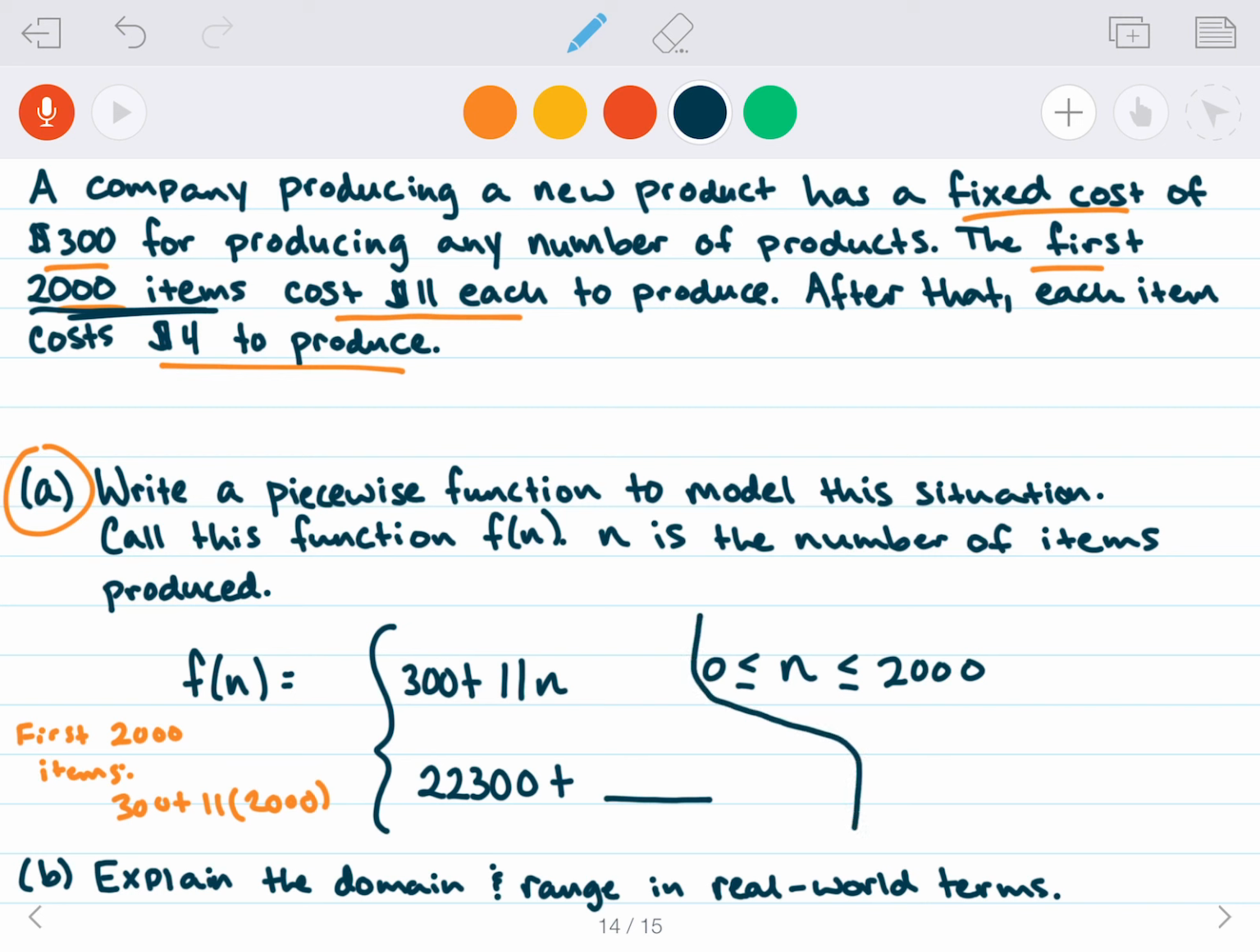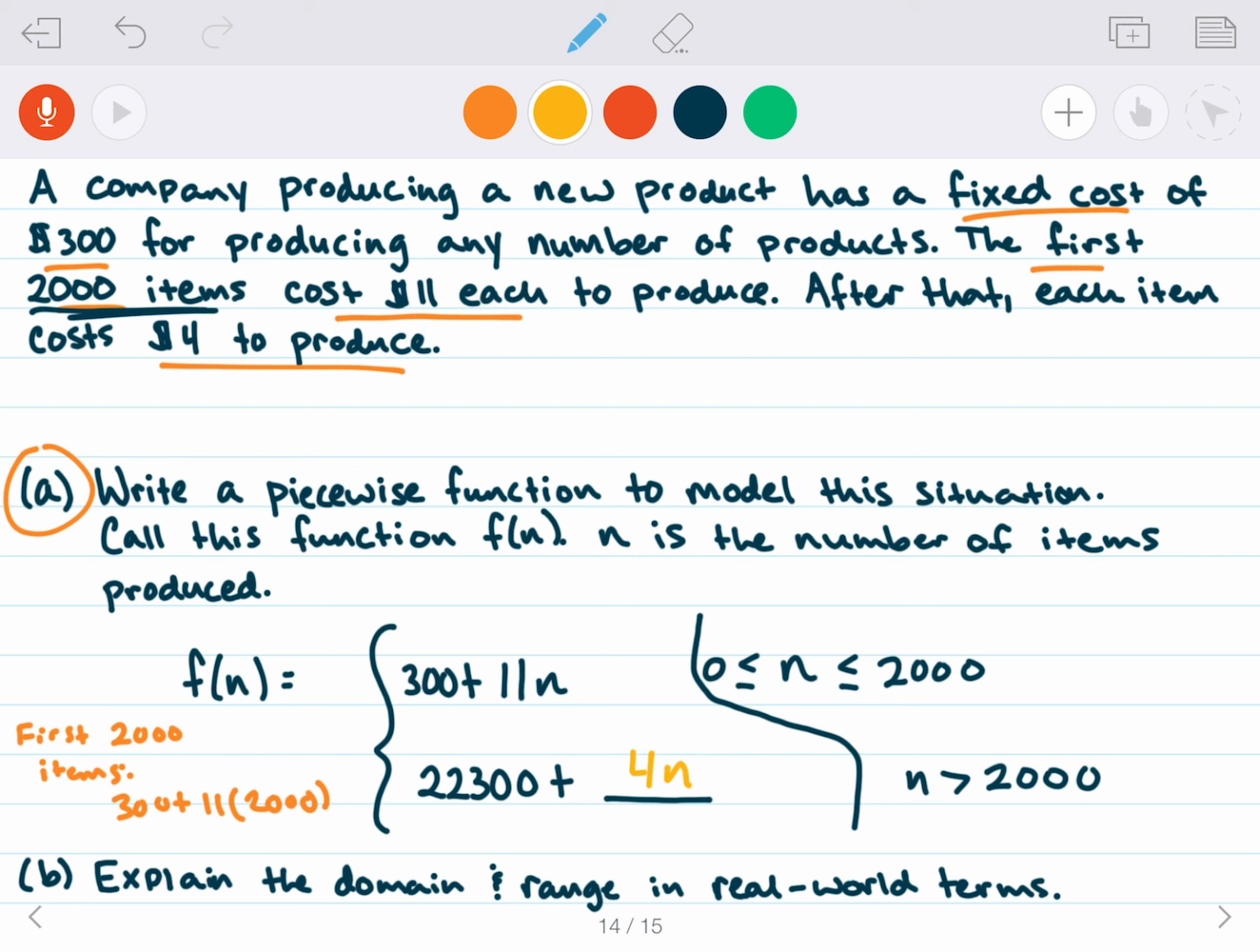And this time my domain is going to be anything bigger than 2,000. So n is going to be strictly bigger than 2,000. Okay, so this is the first 2,000 items. And then anything after that is going to cost 4 times the number of items. Now, you might be tempted to put 4n. But remember, the n stands for the number of items in this case.